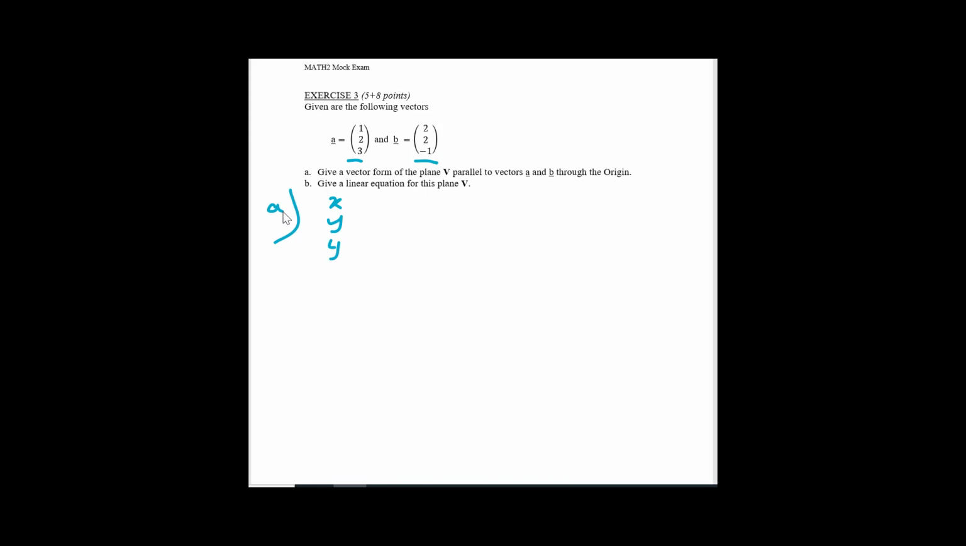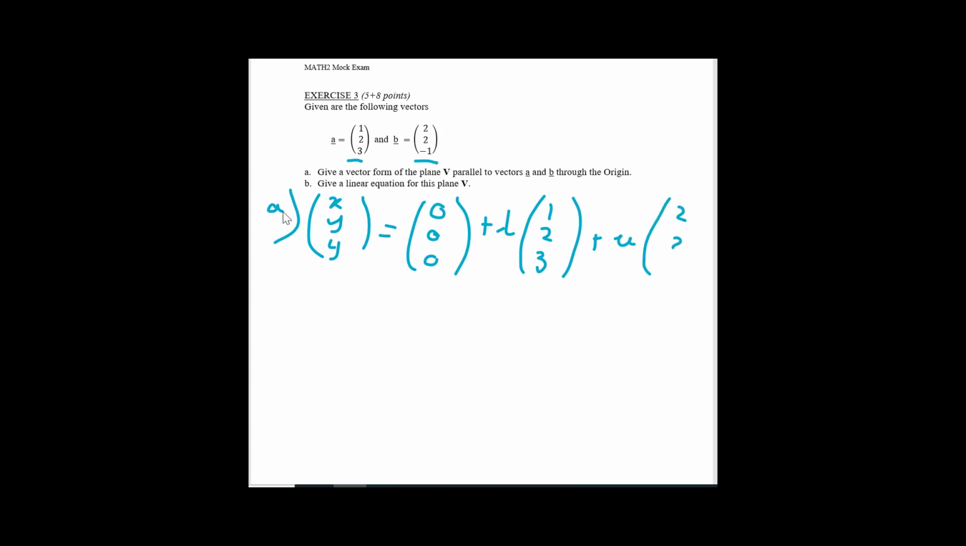So x, y, z is a starting point. Well, there it's going to the origin, so that's (0, 0, 0). And you may omit this one if you like. Plus lambda times the first vector plus mu times the second vector. And that's it. Just rewrite what they gave you in information.